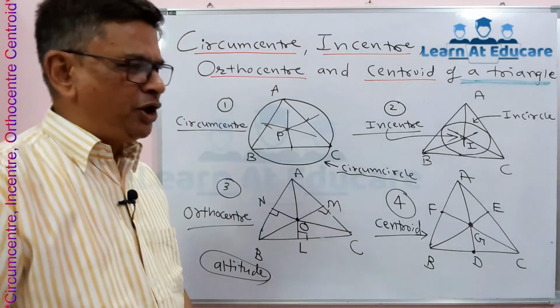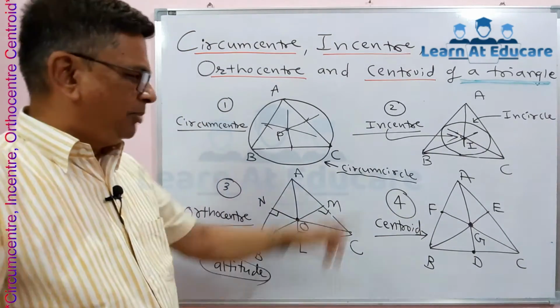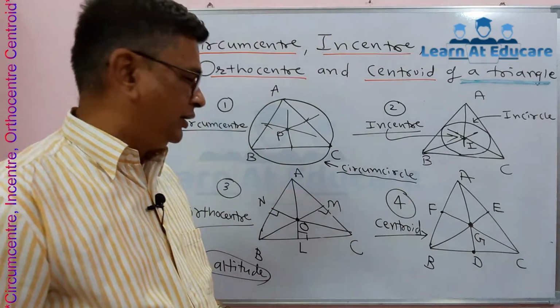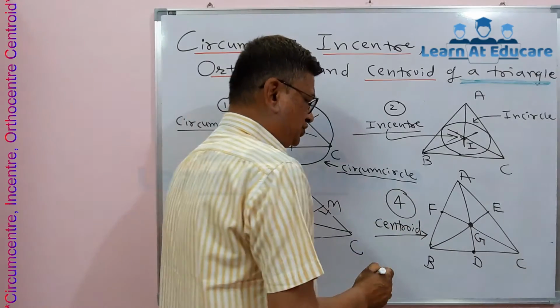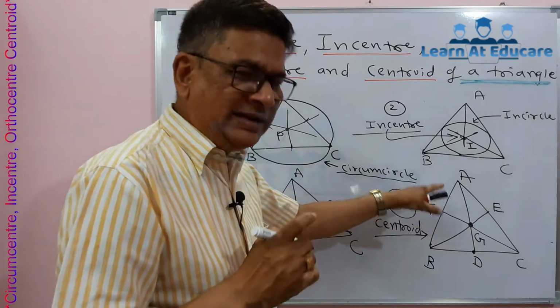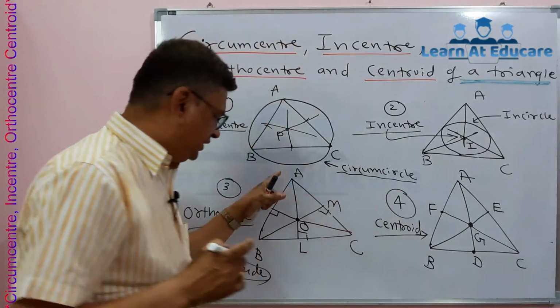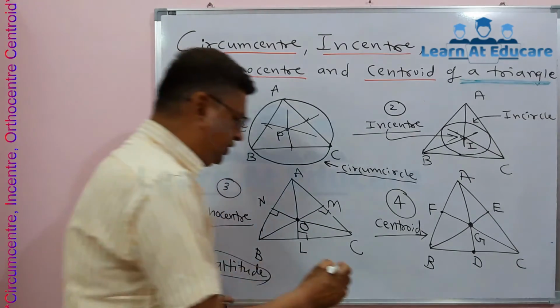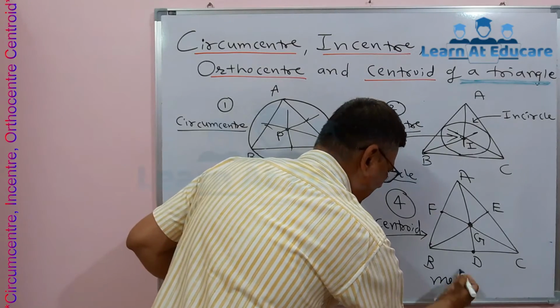So what is the centroid of a triangle? It is the point of intersection of all 3 medians of a triangle. These are medians: AD, BE and CF are medians, while earlier AL, BM and CN were altitudes. Here these three are medians.